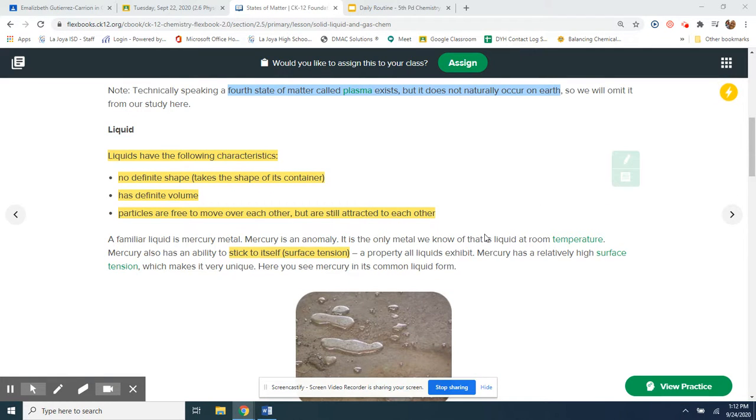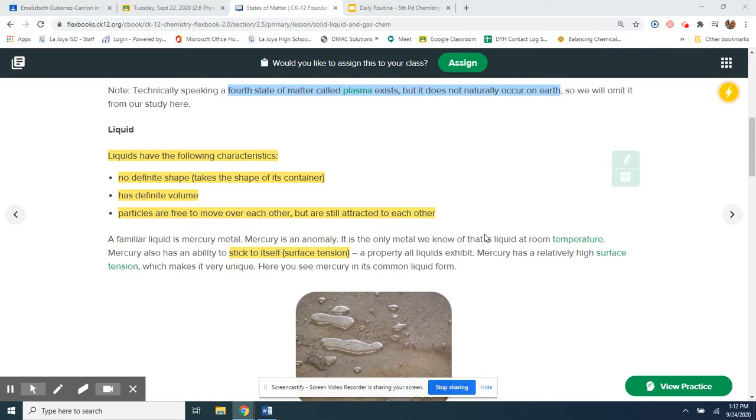So the first state we're going to talk about is the liquid state. Again, this is all review. Liquids, you should know, have no definite shape. Liquids will take up the shape of whatever container you have them in. If it's in a cup, it'll look like a cup. If it's in a bottle, it'll take the shape of a bottle, and so on.